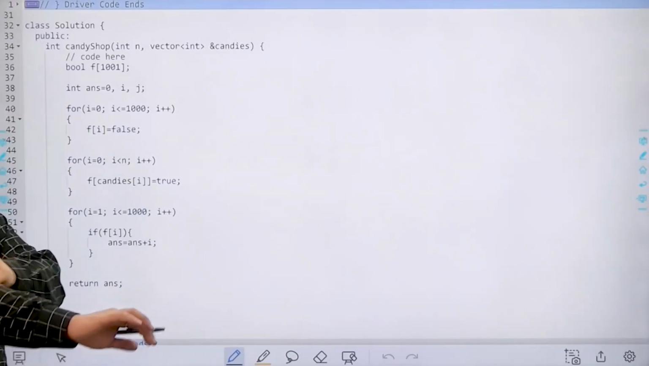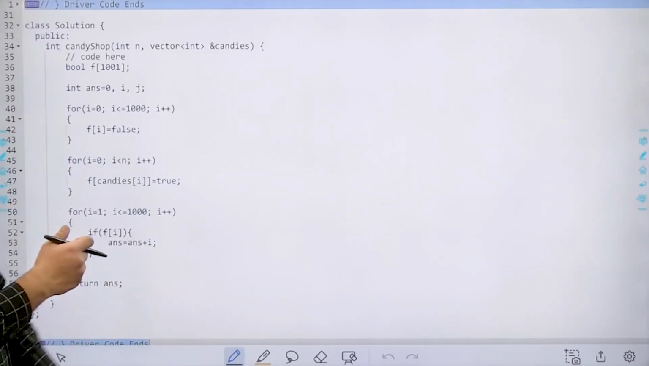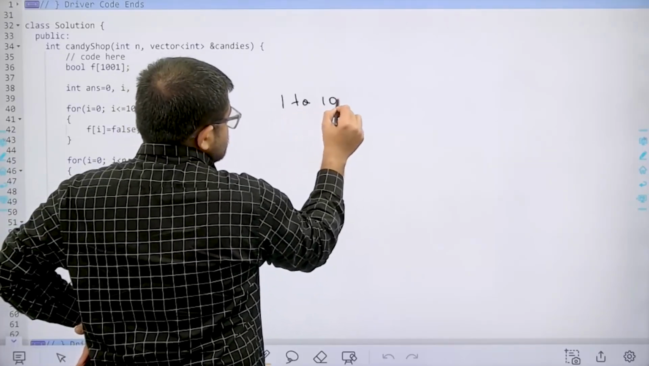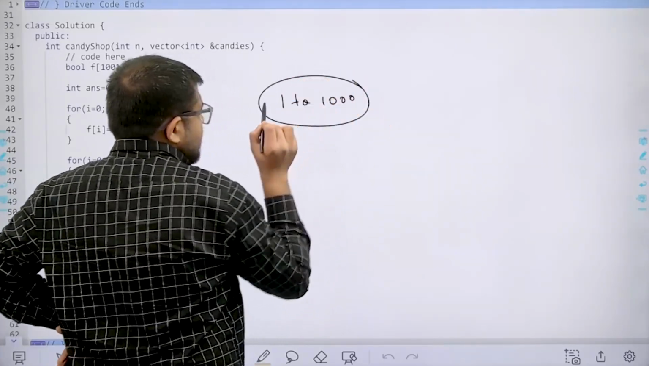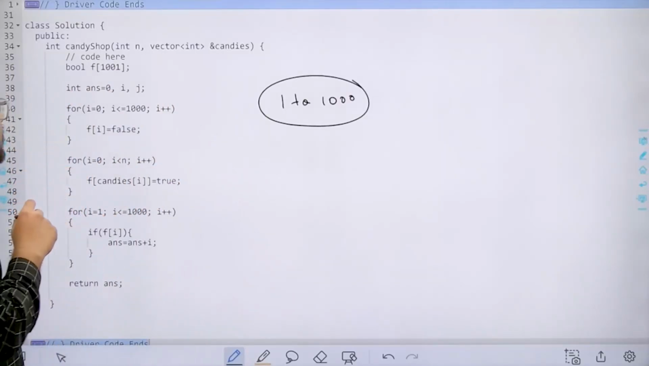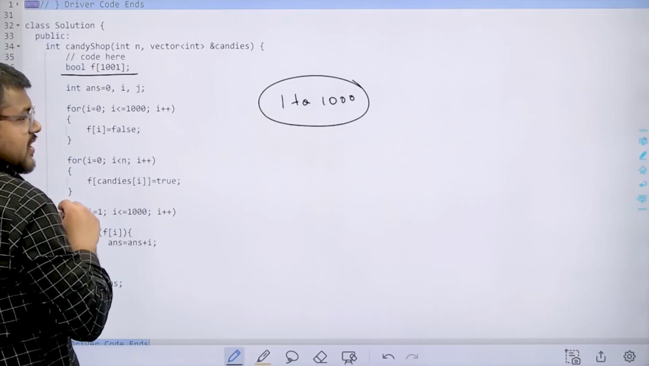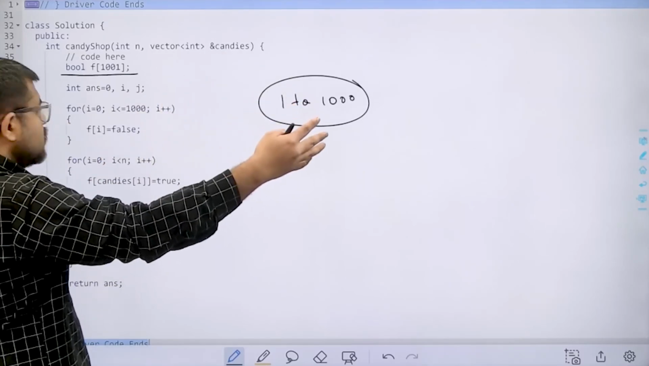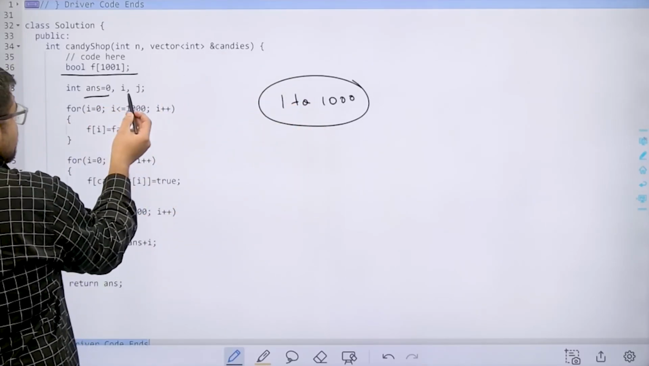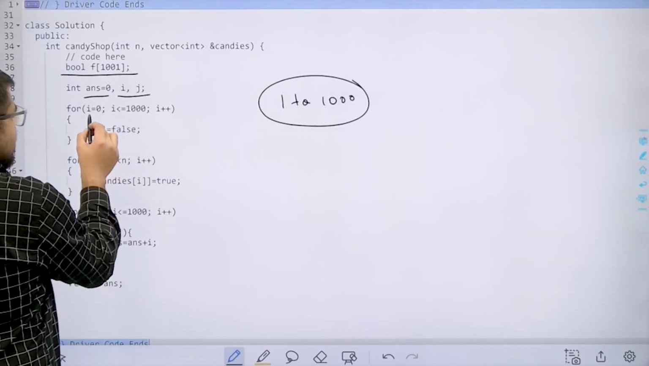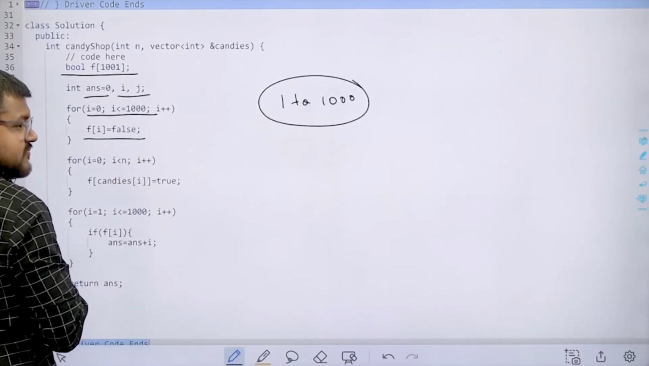In the actual constraints, the cost can go from 1 to 1000. The maximum cost of any candy can go from 1 to 1000 as given in the constraints. So I will take one boolean array of size 1001, so I can get indexes from 0 to 1000. I'll take one answer variable initialized to 0 and some more variables to iterate. I will make all these elements false initially.